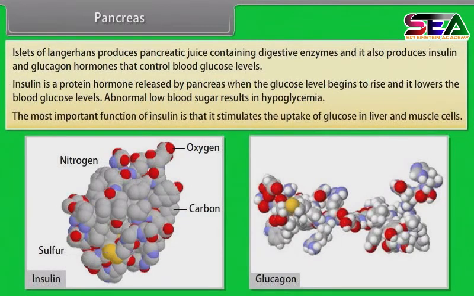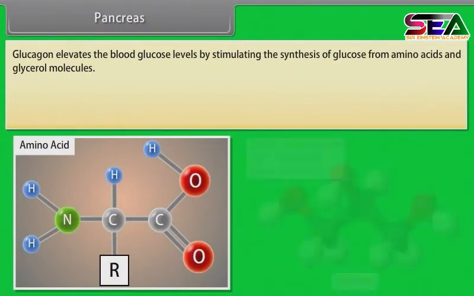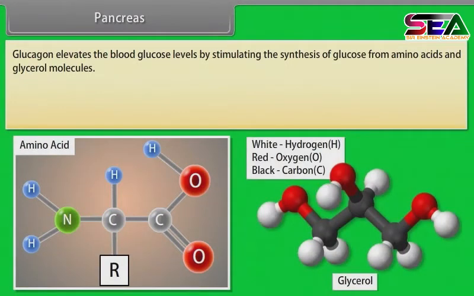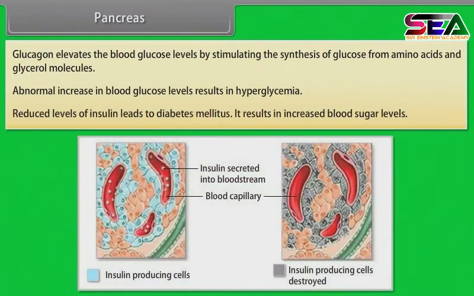The most important function of insulin is that it stimulates the uptake of glucose in liver and muscle cells. Glucagon elevates the blood glucose level by stimulating the synthesis of glucose from amino acids and glycerol molecules. Abnormal increase in blood glucose level results in hyperglycemia. Reduced levels of insulin lead to diabetes mellitus. It results in an increased blood sugar level.